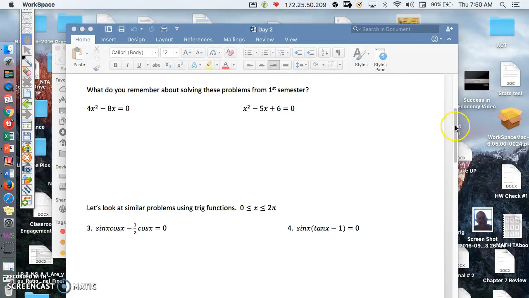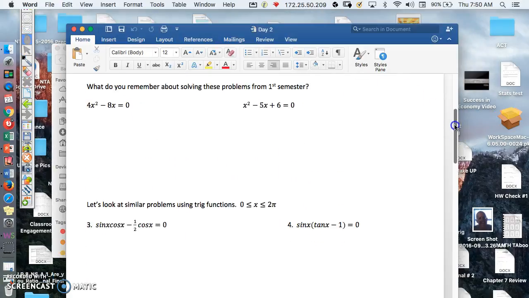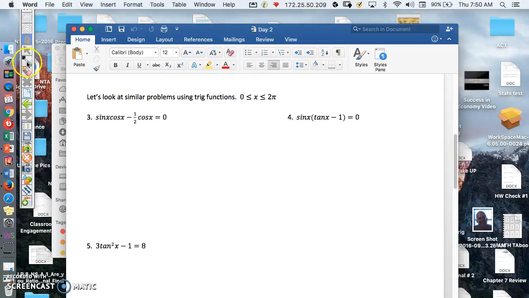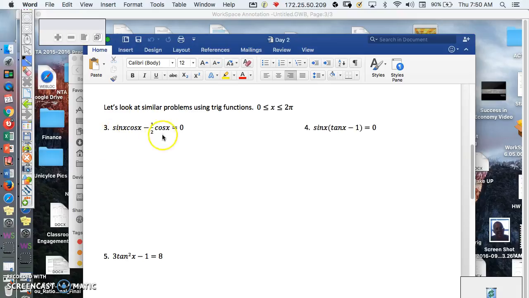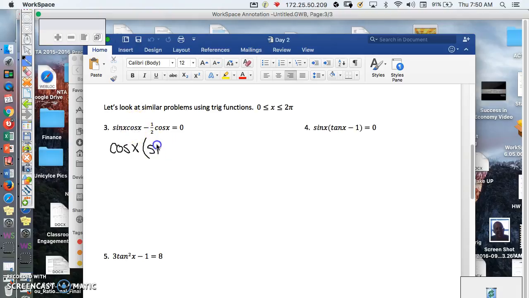So now we're going to use some of those ideas of factoring when we look at some trig equations. Let's take a look at this next one here. Well, we have sine and cosine, but one thing I noticed, there's a cosine in both. So this is really the cosine of x. If we factor that out, we'd have the sine of x minus half equals 0. So either the cosine of x equals 0 or the sine of x minus half equals 0, which would mean the sine of x equals half.